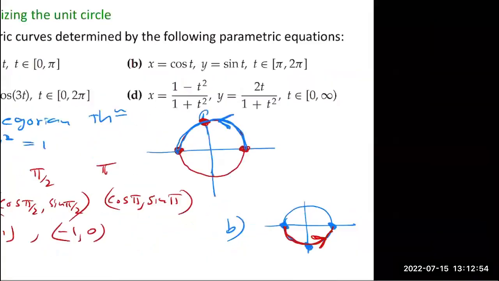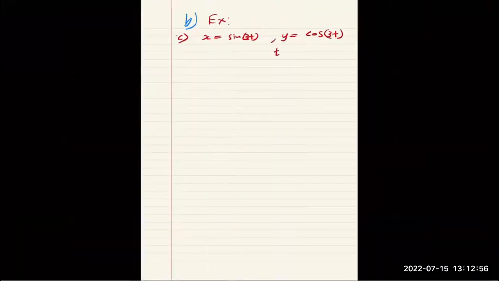In part C, this is an exercise. In part C, we have x equal to sine 3t, y equal to cosine 3t. So how do we handle this? By the way, t is given to be between 0 and 2 pi, a closed interval.